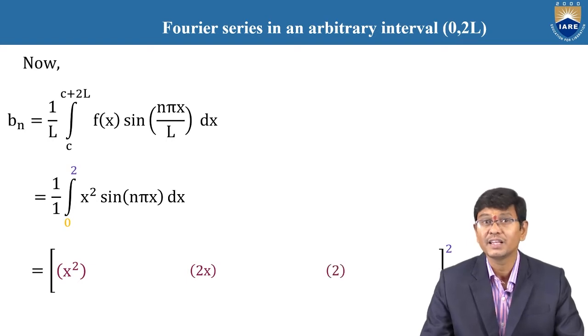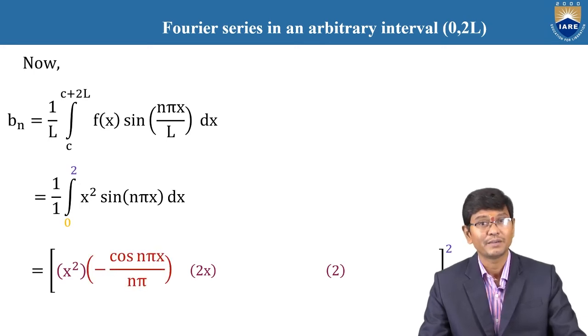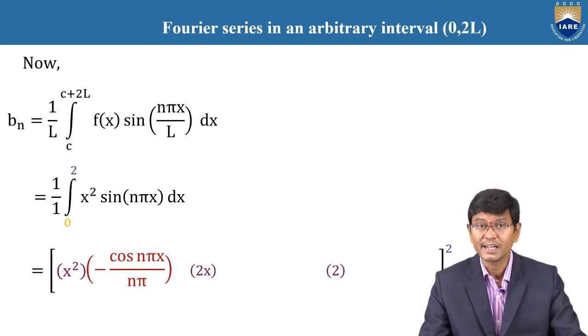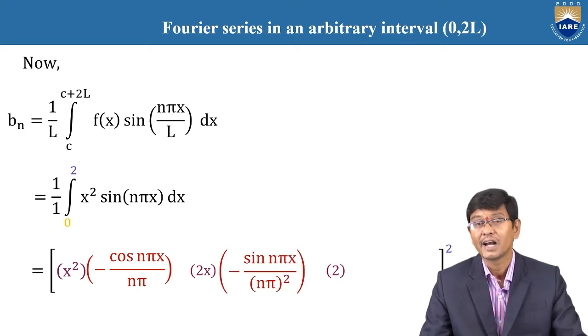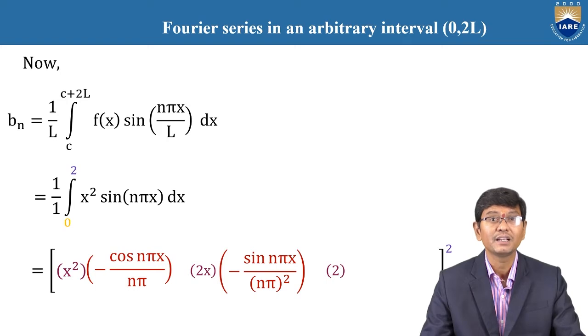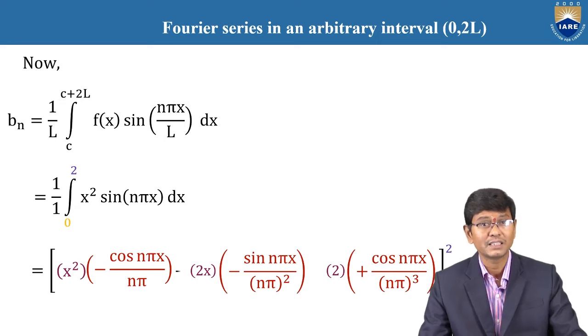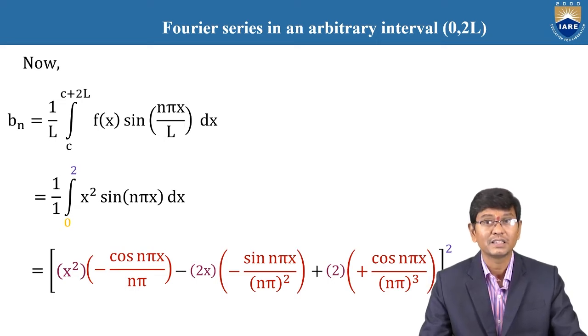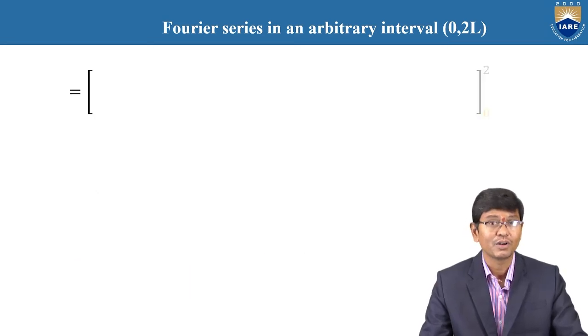And again, next, similarly, the integral of sin n pi x, according to the integration formula, is equal to minus cos n pi x by n pi. Once again integrating, it is minus sin n pi x by n pi whole square, and one more time integrating, it is cos n pi x by n pi whole cube, and in between the two terms it is plus, minus, and again plus. Now we need to replace according to the upper limit and also the lower limit.